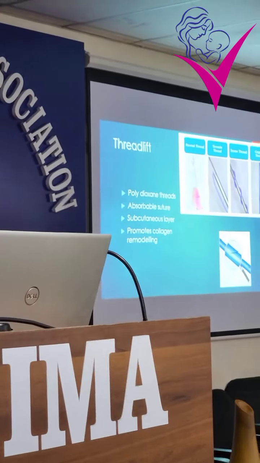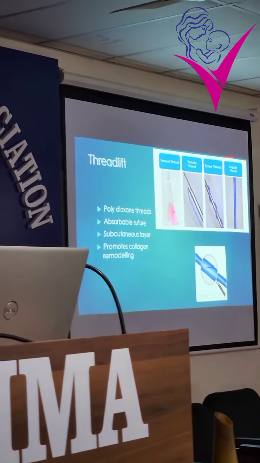Next is thread lift, where we use polydioxanone threads into the subcutaneous layer, and these threads are absorbable threads. What these threads do is stimulate neocollagen formation and give you a lifted appearance. Where and how the threads are inserted gives you the desired lift. So it can be inserted to give you a jawline lift, nasolabial line lift, can improve your jowl or marionette line, and also give you an eyebrow lift.